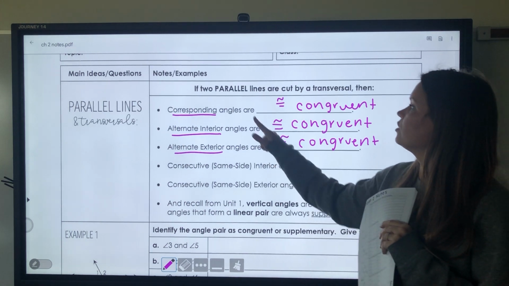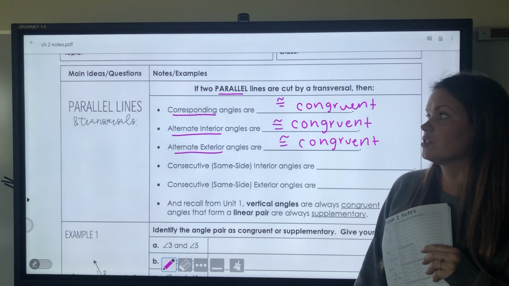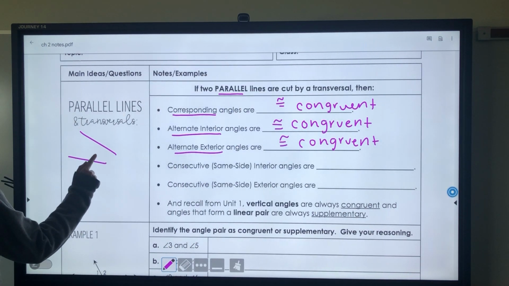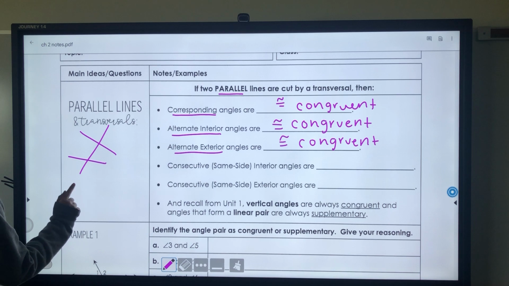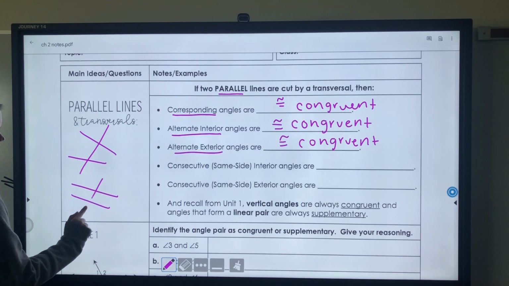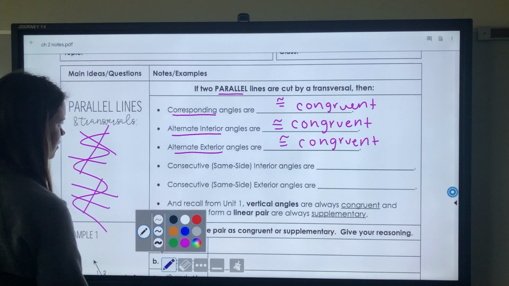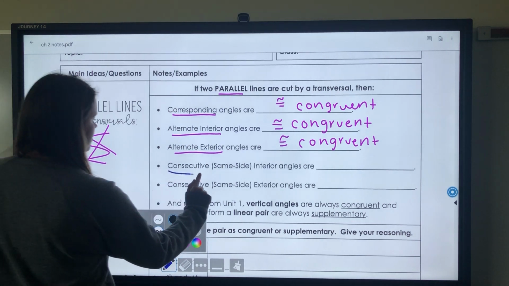Now this is only when the two lines that your transversal cuts through are parallel. So yesterday you could have two lines like this, and that's a transversal. This is only going to work if they're perfectly parallel. Okay. All right, now these are different.